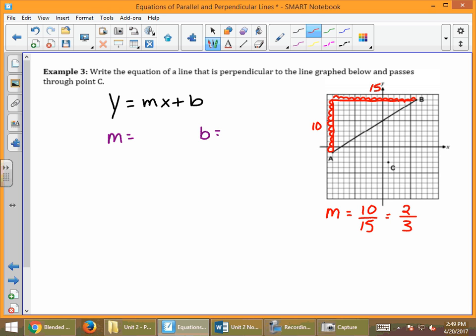You have to be careful. That's the slope of AB. We're writing a completely new line. So we have to find a completely new slope. And that line we're writing is perpendicular. So remember, whenever you see perpendicular, that means opposite sign and flipped fraction. So to find the slope of our new line, we're going to flip our fraction. So it's going to become 3 over 2, and then change the sign. So it's going to go from positive to negative. So that's the slope of our new line.